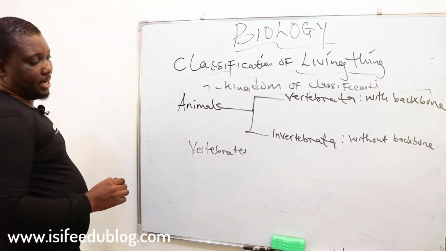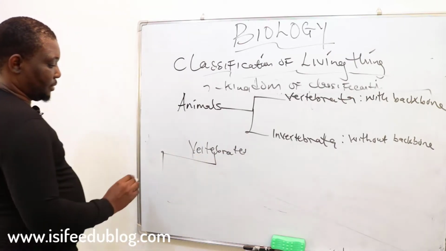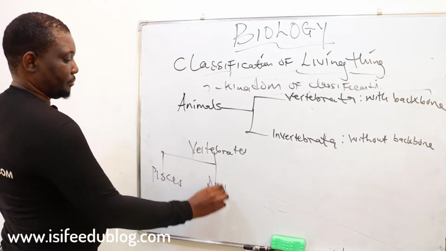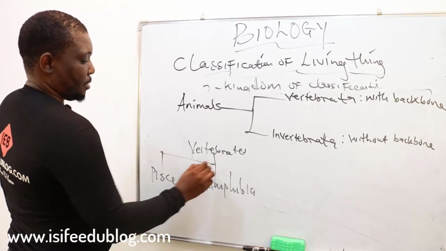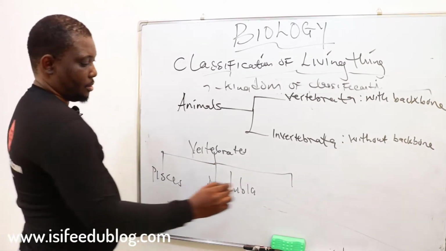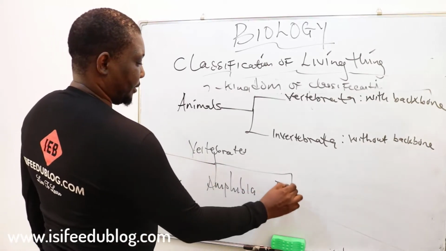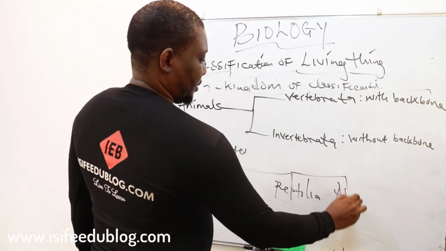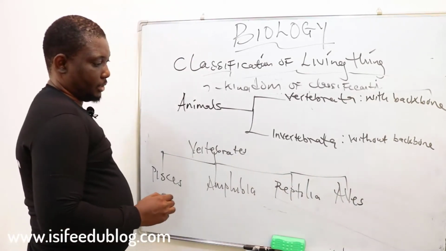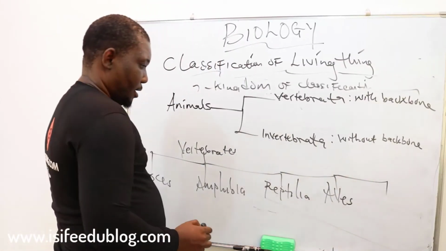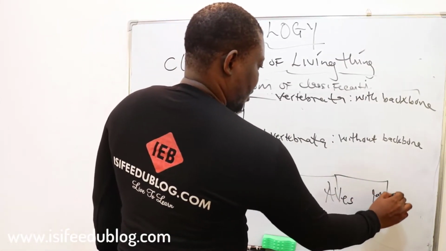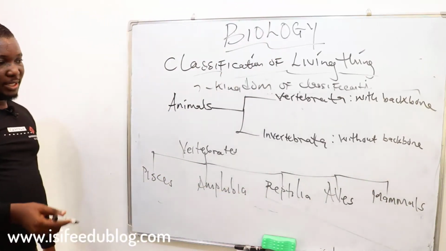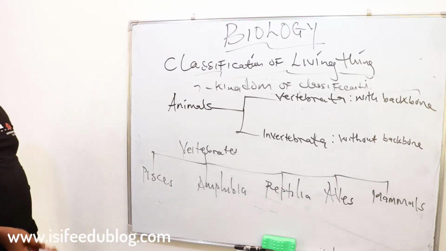We have 5 classes there. The 5 classes include the Pisces, amphibian, reptile, Reptilia, aves, and the last but not the least is mammals. I'll give you examples of these 5 classes of vertebrates, animals with backbone.